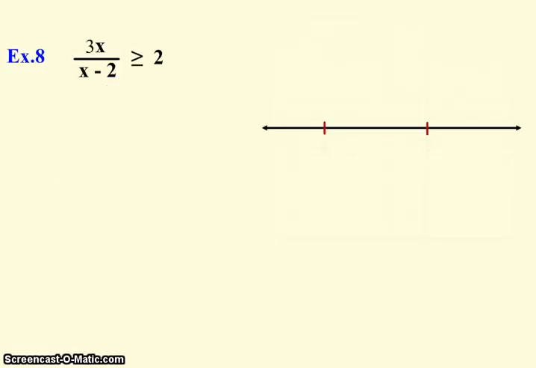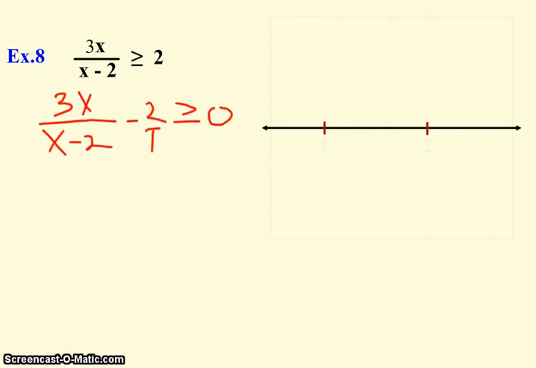So for this one, the difference is we need 0 on one side, right? Everything on the other, so I've got to accomplish that, and that actually takes a little bit of extra work. What you're going to have to do is subtract 2 over, think of it as over 1. Get the common denominator. Well, the common denominator would actually be x minus 2, which means multiplying by x minus 2.